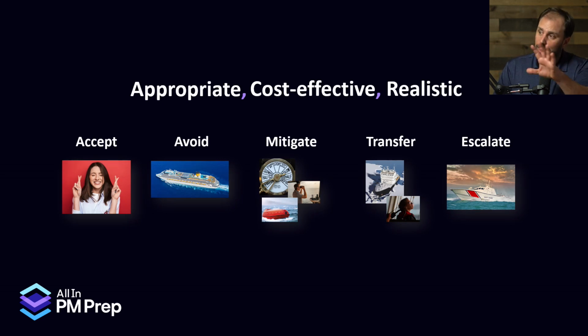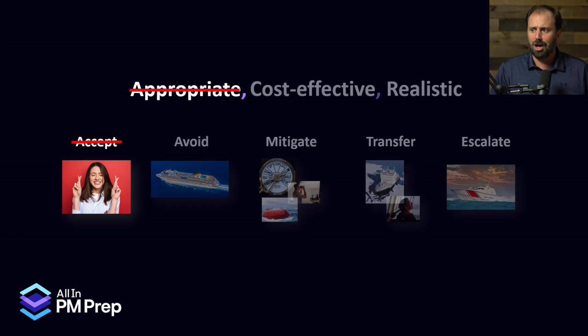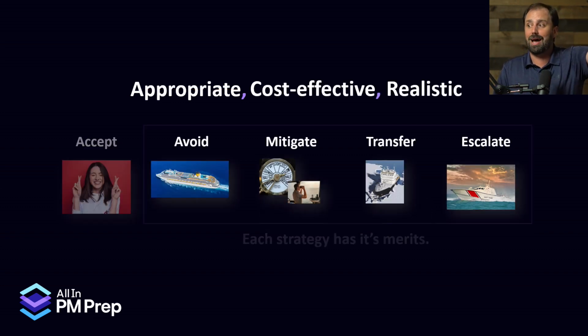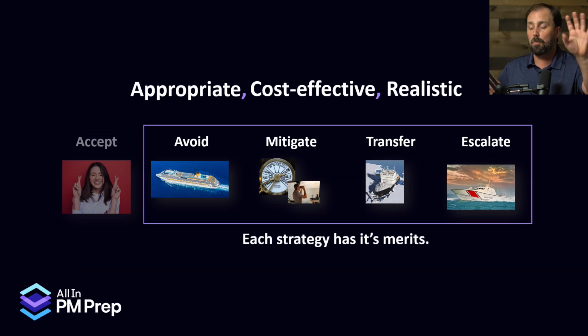So if we look at appropriate, cost effective, and realistic in the iceberg example, is there one that we can automatically wipe away? I think we can wipe away number 1, just accept it. We have all seen Titanic. I have actually never seen Titanic, but I know how it ends. It is not acceptable to just say, roll the dice. So that's not an appropriate strategy. Now we're wiping that one out. Now, if we look at the rest of them, appropriate, cost-effective, and realistic, I think those all have their own merits. Avoiding, mitigating, transferring, escalating.